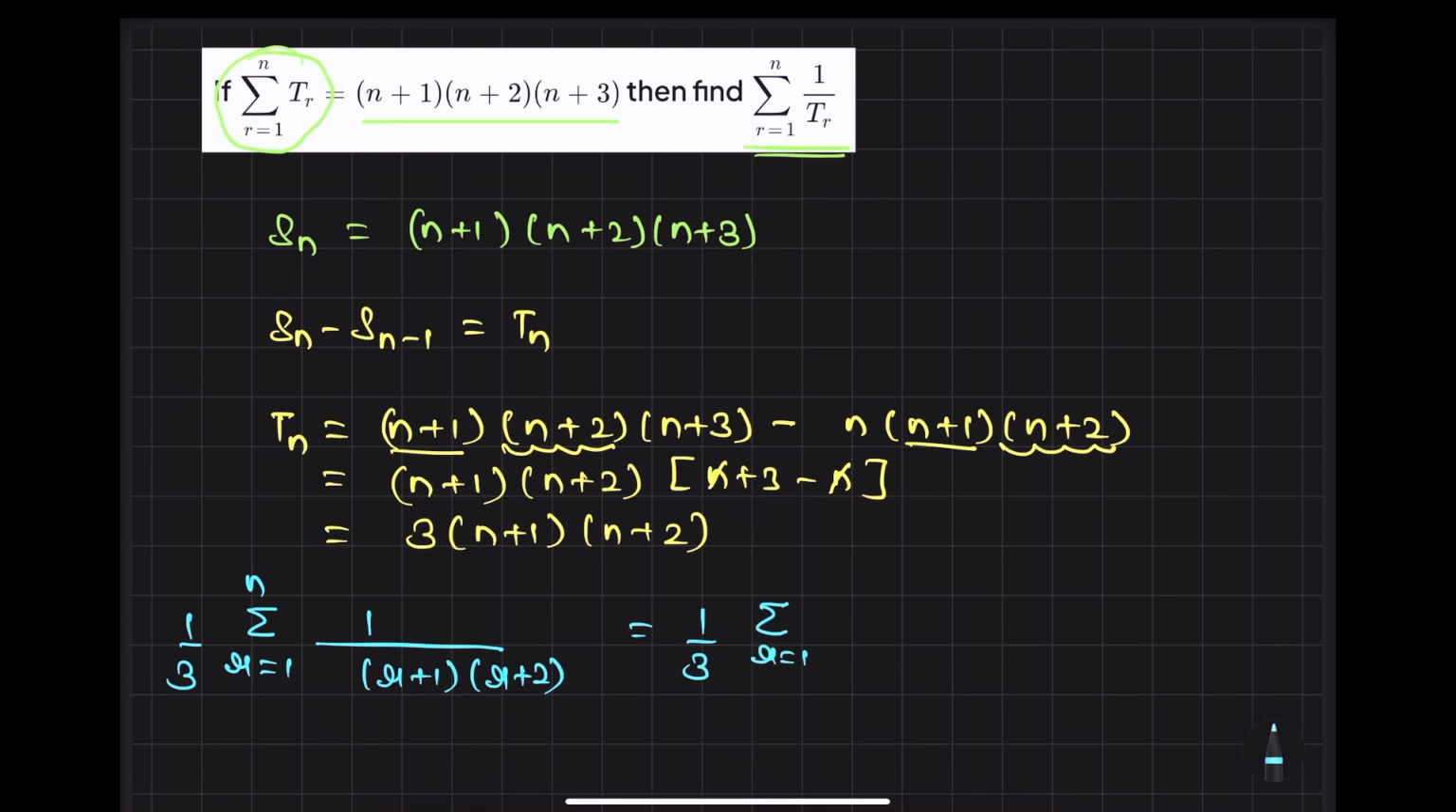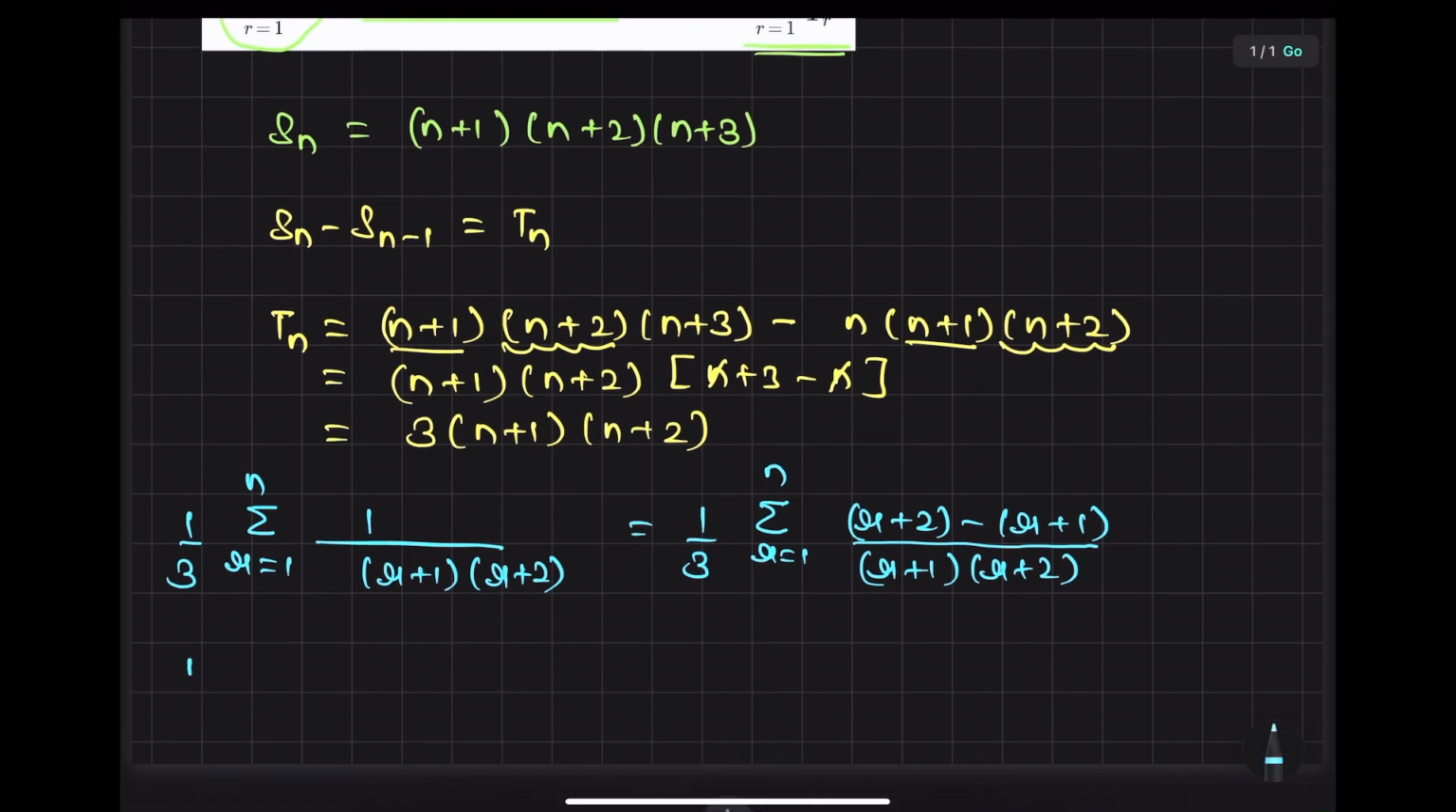Summation r starts from 1 to n, and if I write big minus small, that is r plus 2 minus r plus 1, we will be left with r plus 1 r plus 2. So if you observe this thing and this thing, you will be left with 1. So it is okay to write down this part. So we are left with 1 by 3 summation, and then we will have 1 by r plus 1 minus 1 by r plus 2, and r starts from 1 to n. So now you are good to go with applying the limit.